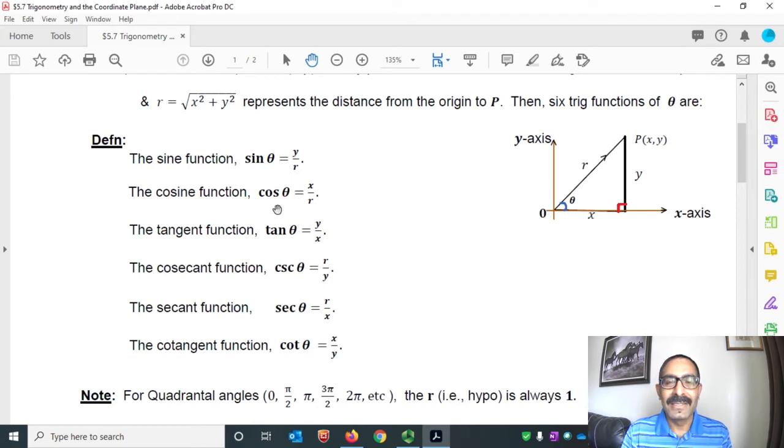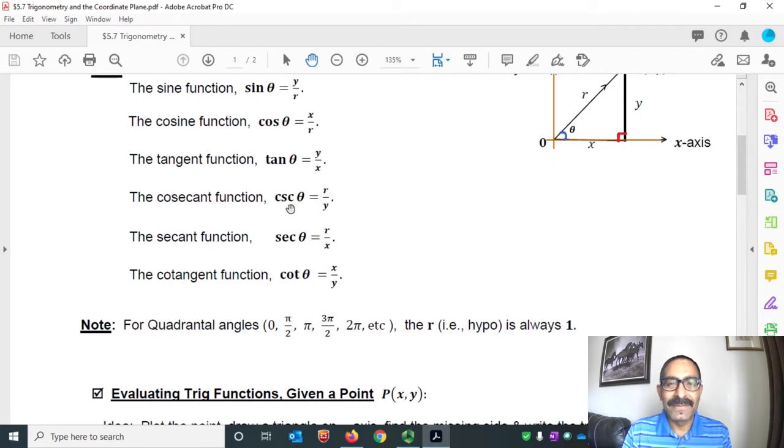Similarly, the cosine function is defined. So cosine theta equals base over hypotenuse. Base is x, hypotenuse is r. So cosine theta equals x over r. Similarly, tan theta equals perpendicular over base, y over x.